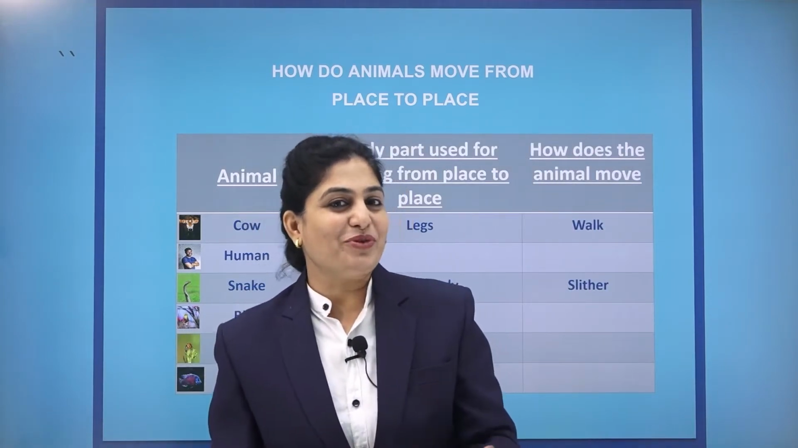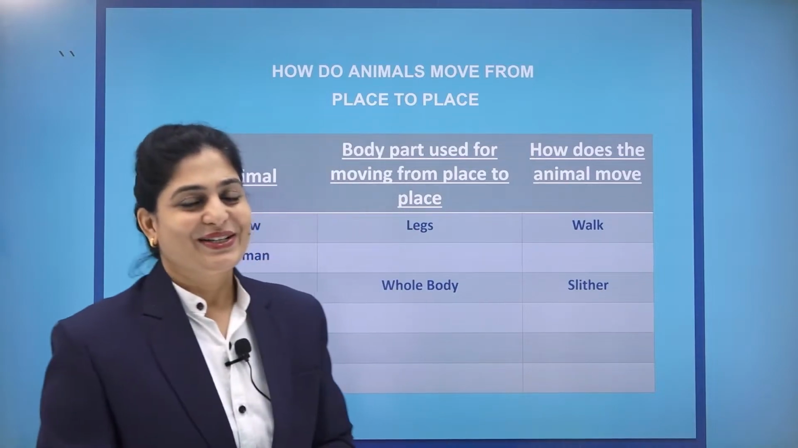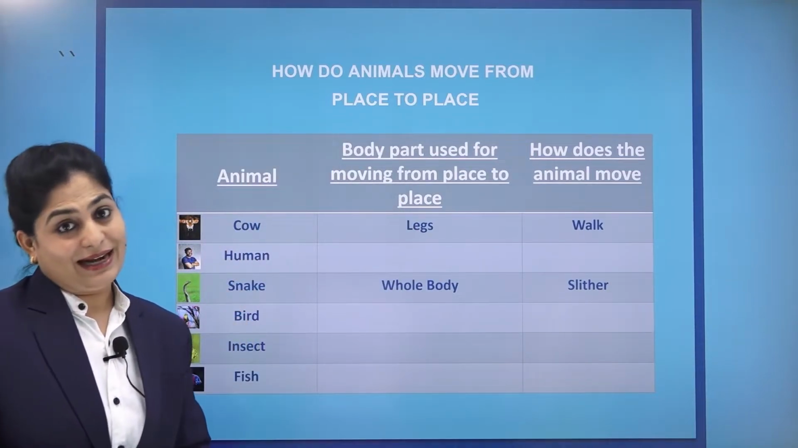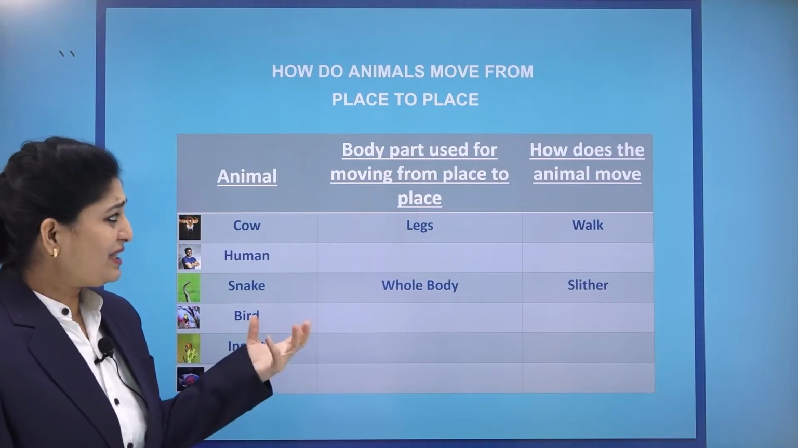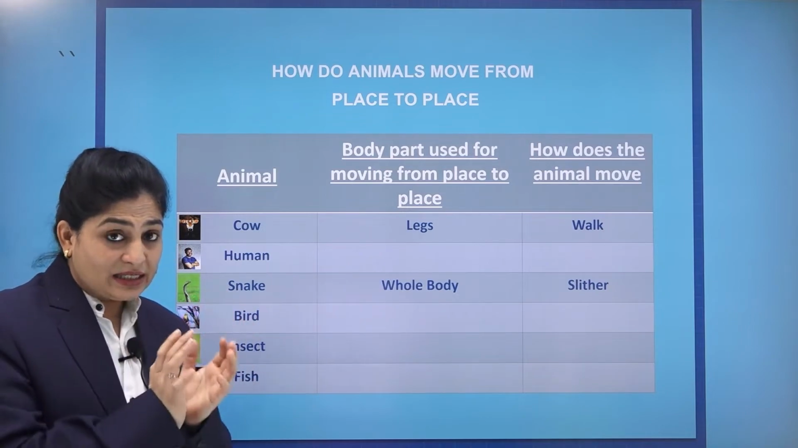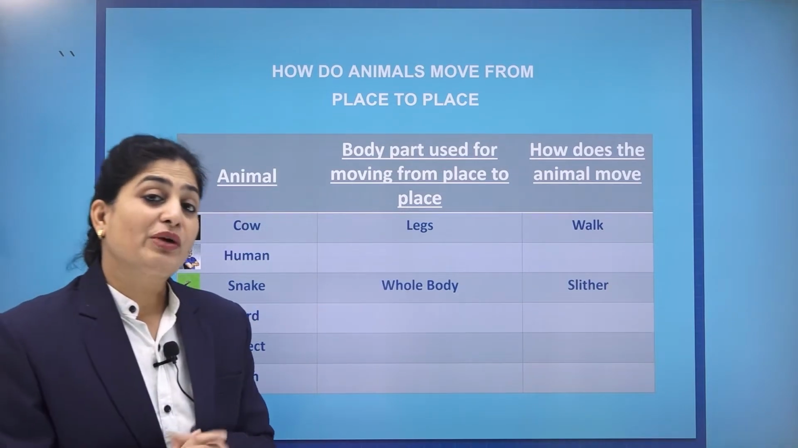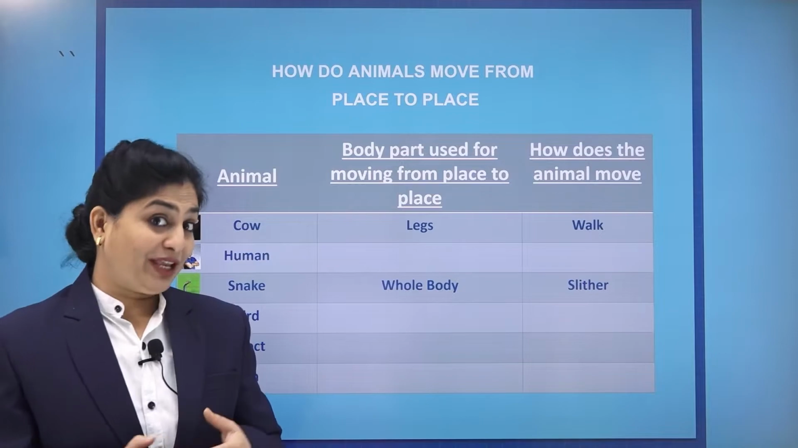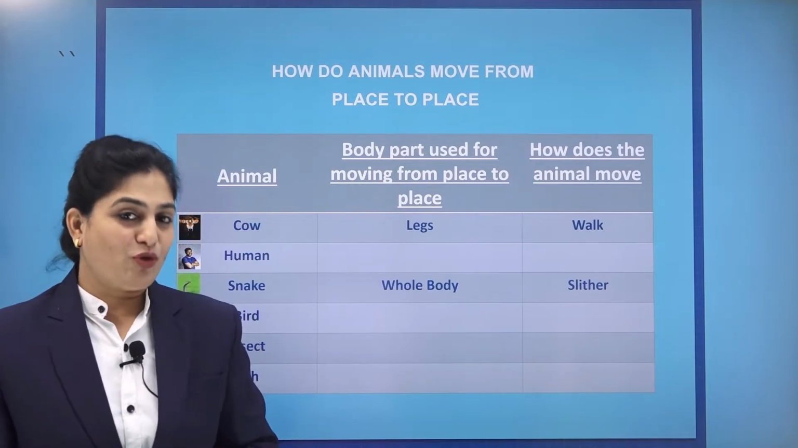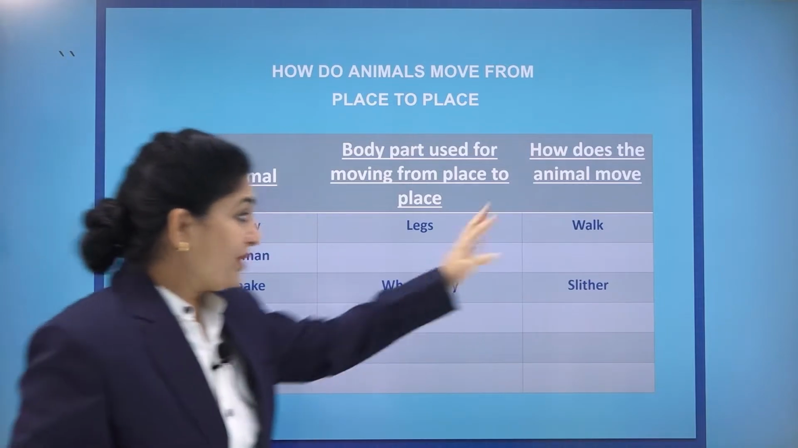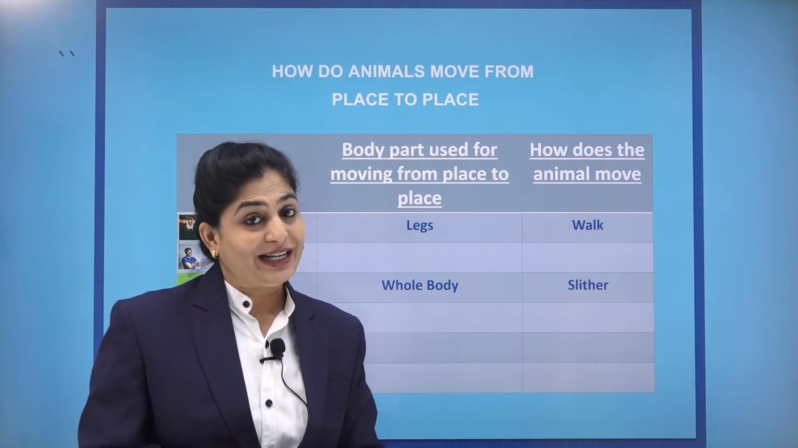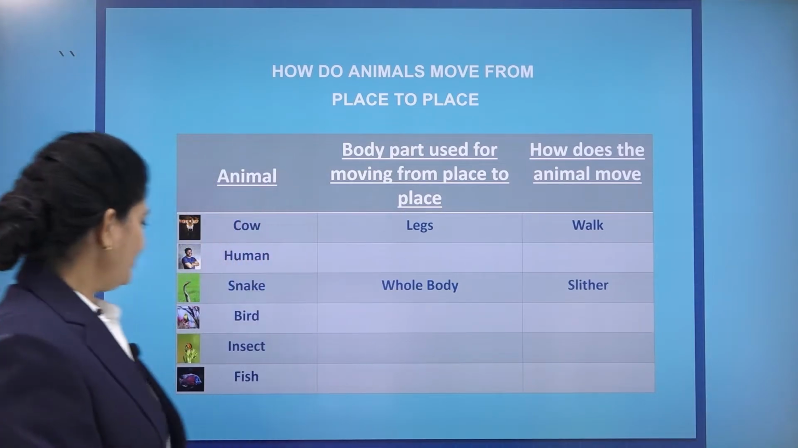You can even move by skipping also. So let us move to another animal, and that is a snake. When we see the movement of a snake, we see that the whole body is responsible for its movement, and we call this movement slither movement. We'll discuss that movement in detail. Tell me, how does the animal move? For snake, we call it slither movement.